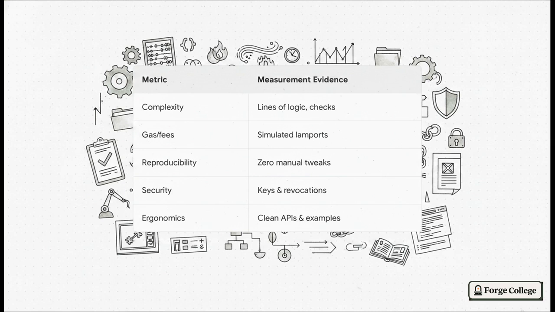Reproducibility literally means tests pass on a completely fresh checkout, absolutely 0 manual tweaks allowed. For the security surface, you've got to count those privilege keys and document your revocation pathways. And finally, developer ergonomics. How clean are your APIs? What do your test scaffolding examples actually look like? You must synthesize hard evidence linked directly to your code. Opinions are cool, but in this capstone, evidence is king.